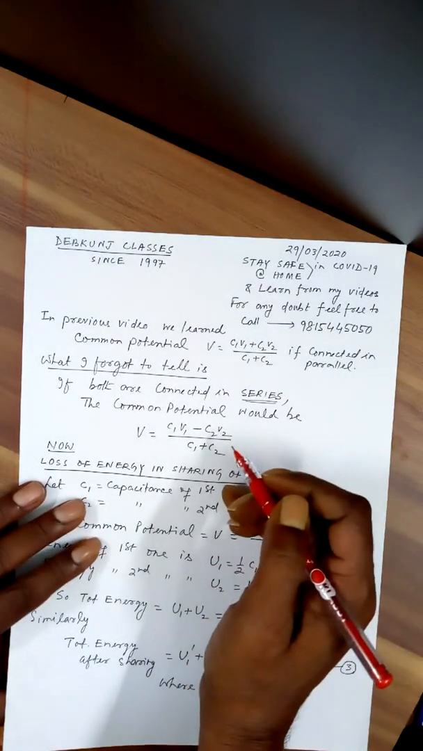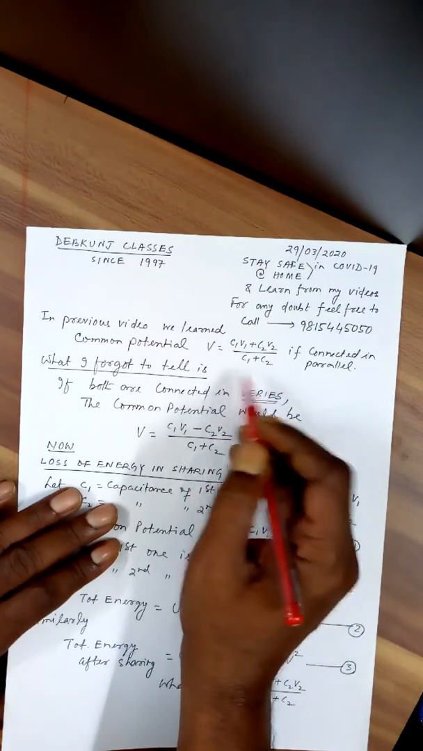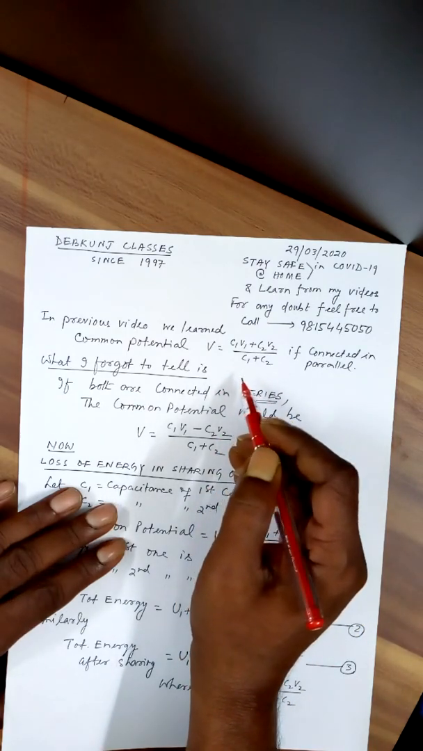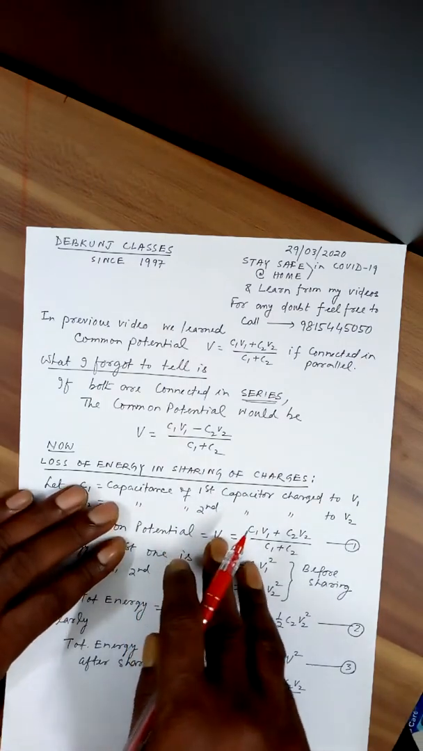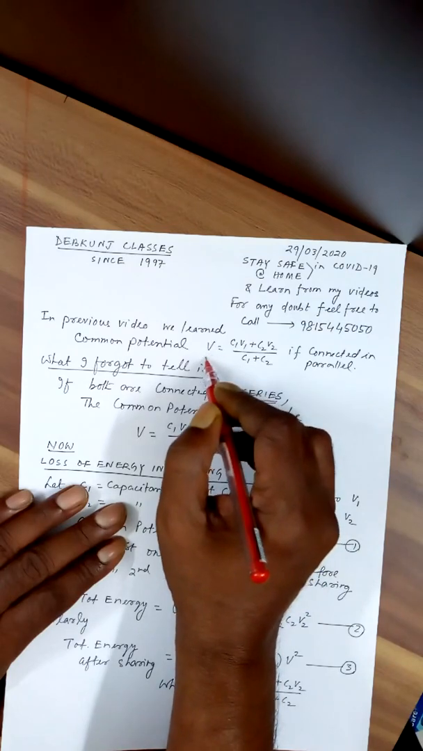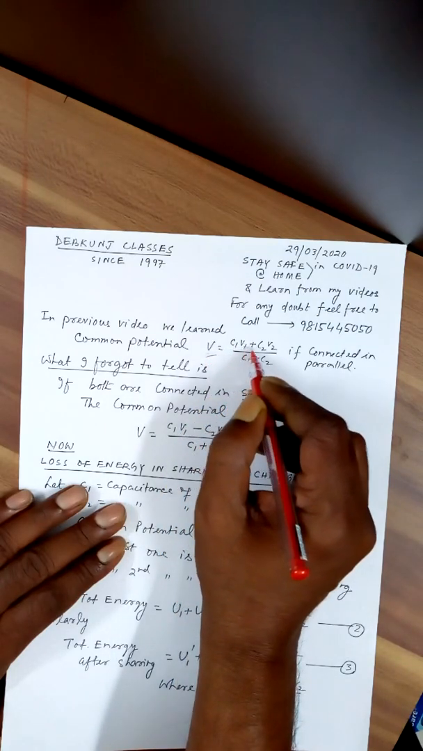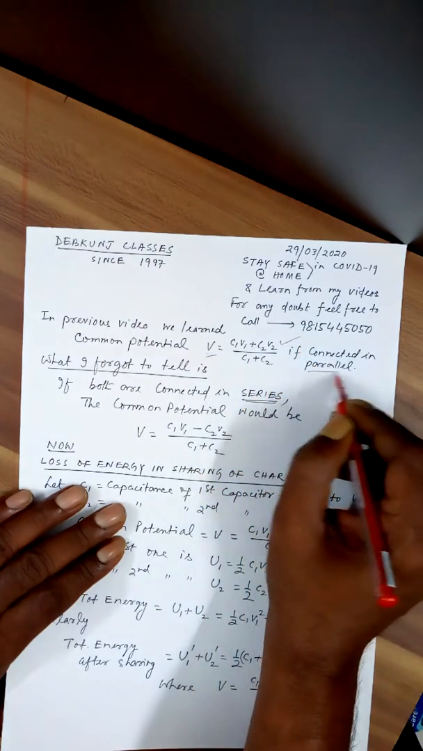We just learned the common potential when two capacitors are connected in parallel, after sharing of the charges. The common potential attained, and the expression was V equals C1 V1 plus C2 V2 divided by C1 plus C2. Fine, they were in parallel.